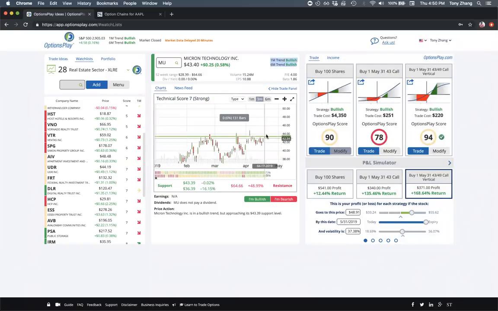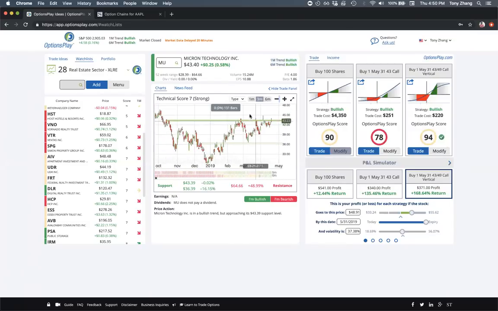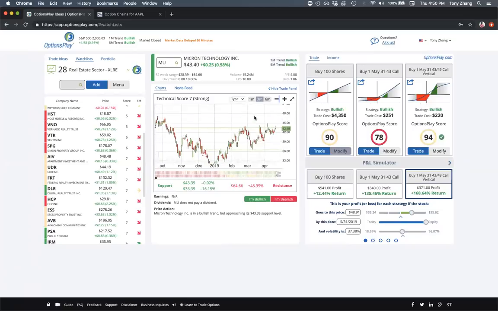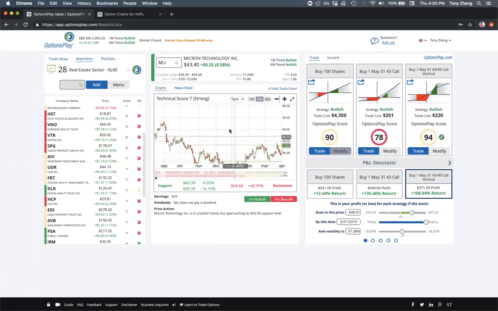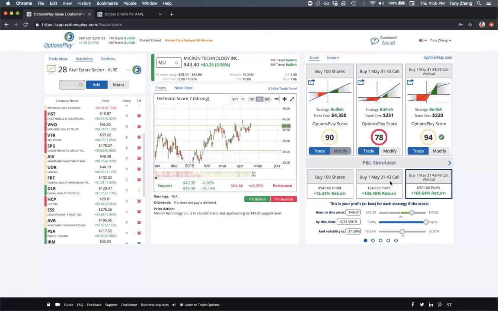So let's say for argument's sake, this stock does break above that resistance level and maybe makes a run at maybe 46, possibly 53. 53 is probably a bit of a stretch, but maybe 47 or so. So let's take a look at Micron here. 100 shares is $4,300. An at-the-money call option is $250.